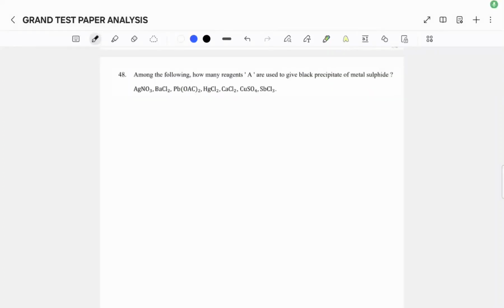Now the next question: among the following, how many reagents are used to give a black precipitate of metal sulfide? Look at the reagents, students: H2S or Na2S.